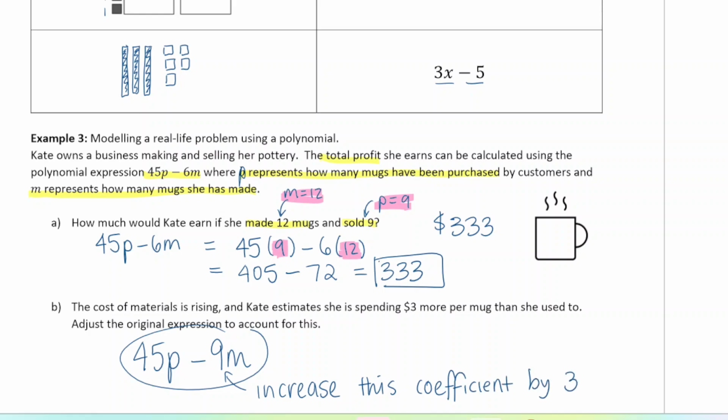So polynomials can be used to represent different scenarios in real life when you have some unknown values or some values that are changing. All right, so that is the end of the introduction to polynomials lesson.